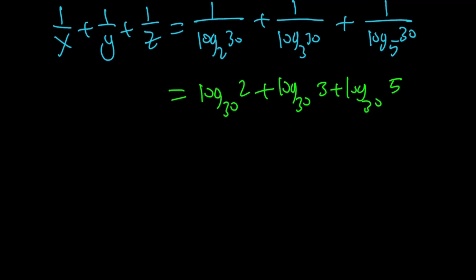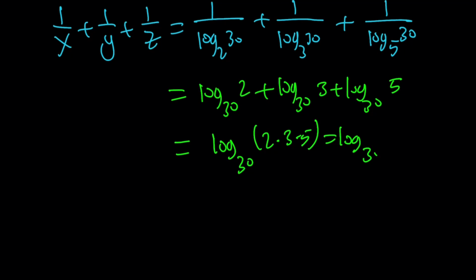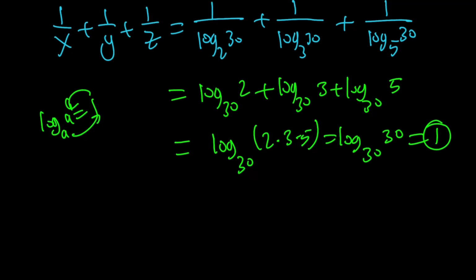Now, we have the same situation, the sum of logs, and they all have the same base. By the way, in order for you to be able to condense, they all have to have the same base. So we can write it as log base 30 of 2 times 3 times 5, and that happens to be 30. Now you get log 30 base 30, which means 1, because log a base a is 1. Makes sense? Because a to the power 1 equals a. It's a well-known property of logs that comes from exponents. So the answer is 1, as before. That shouldn't be a surprise, right?